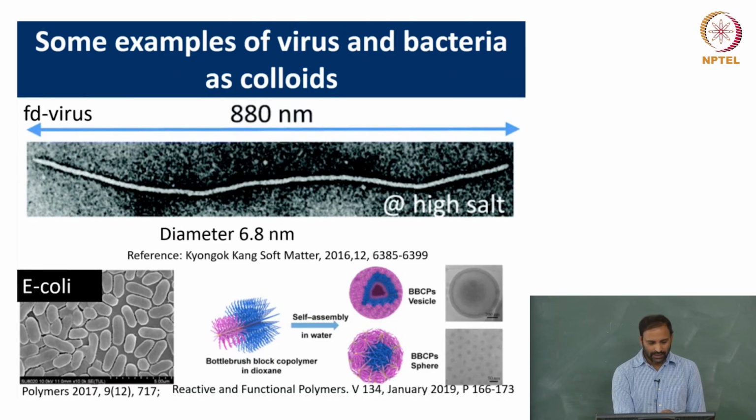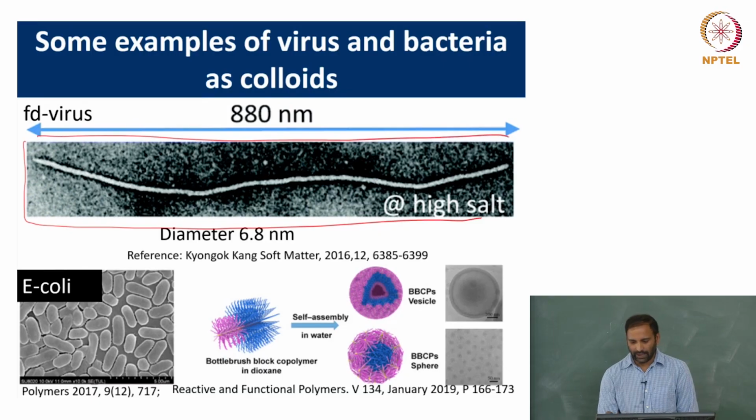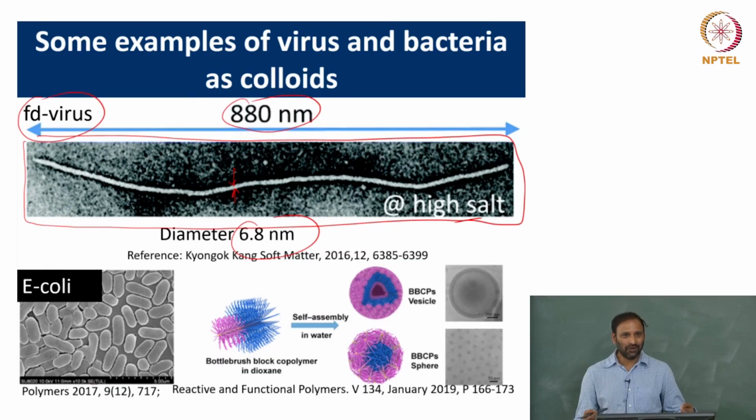So, what you are looking at is an image of a virus, what is called an FD virus. This FD virus has a length of about 800 nanometers, and the diameter, this dimension, is about 6.8 nanometers. You can think of that as an example of a rod-like particle. So, people are working with such virus particles.